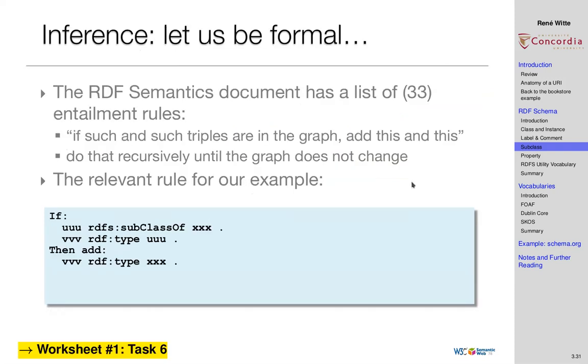So in the RDF standard, there are a number of these rules, and in total 33. And one rule is the one shown here, and this is the one that we used on the example on the previous page. So if you look at the rule, you see that if something is a subclass of something else, so U is a subclass of X and V is of type U, then we can also add this triple here. V is of type X.